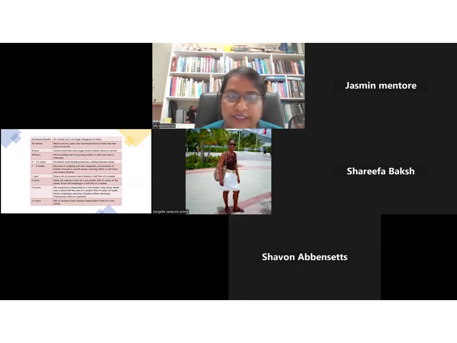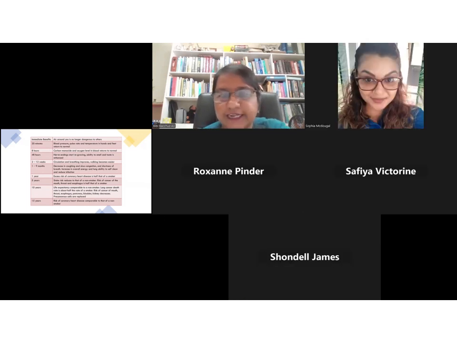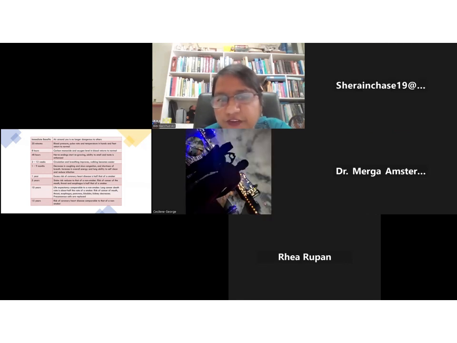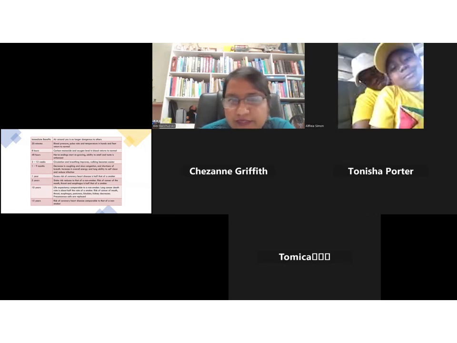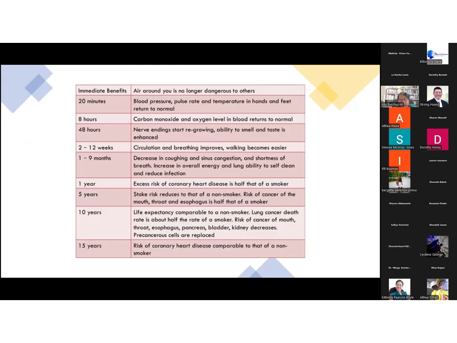Within 1 year, the excess risk of coronary heart disease is half that of a smoker. Within 5 years, stroke risk reduces to that of a non-smoker. Risk of cancer in any part of the body is half that of a smoker. Within 10 years, life expectancy is comparable to a non-smoker. Lung cancer death rate is about half the rate of a smoker. And precancer cells are also replaced. And by 15 years, your risk of coronary heart disease is comparable to that of a non-smoker.